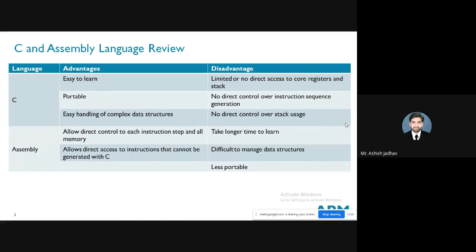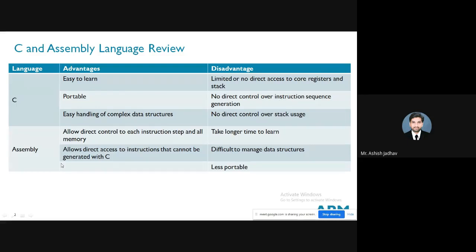Starting with the difference, when I talk about the C language, what are the advantages? It is easy to learn, it is portable, and it is easy to handle complex data. What are the disadvantages of C language? Limited or no direct access to the core registers, because we know the internal architecture has various special function registers, and C language cannot use those registers directly. Then we do not have direct control over the instruction sequence, and we do not have direct control over the stack usage.